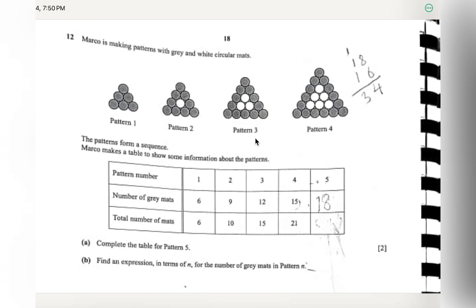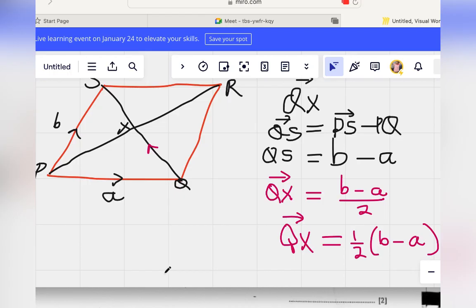Marco is making a pattern with gray and white circular mats. Question number 12 in Paper 4-1, Cambridge IGCSE 2018. So you can see the first one is all gray. So we can make a table for the pattern. We'll number the pattern, we put gray, white, and the total. This table did not include the white, but we're going to make our own table. We include the gray and the white, because each pattern has a number of gray and a number of white. So let's make our own table, and then we'll see how we deal with this question.